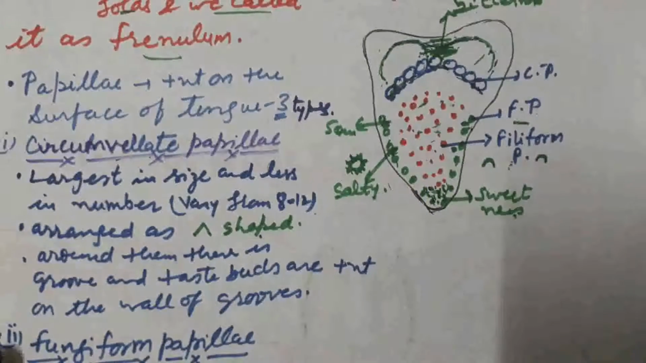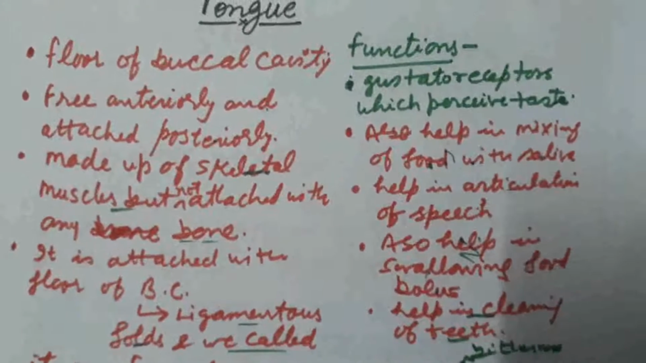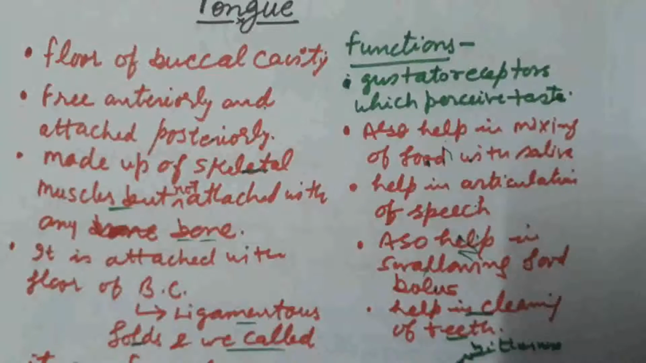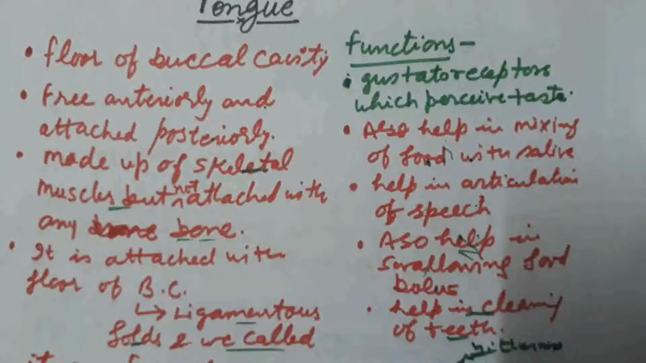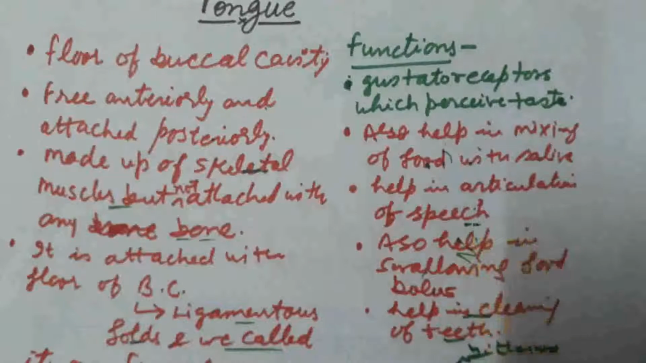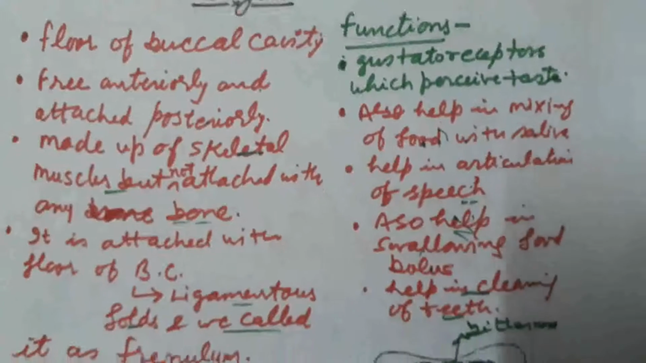What important functions does the tongue perform? It has gustatoreceptors, which receive the chemicals and help in perceiving the taste. They help in mixing of food with saliva and form the food balls, and help in swallowing of these food balls, help in articulation of speech, and help in cleaning of the teeth.